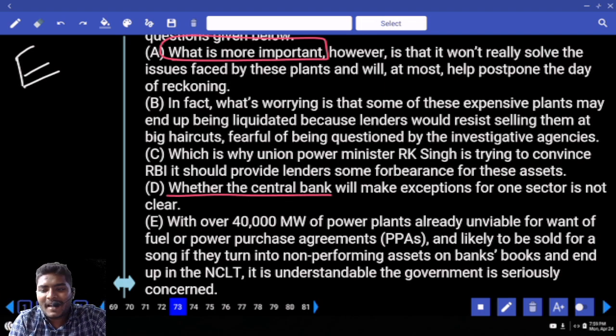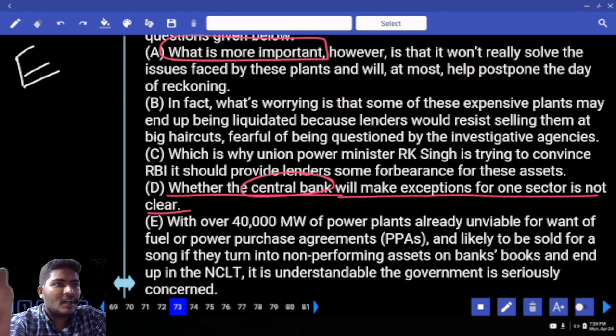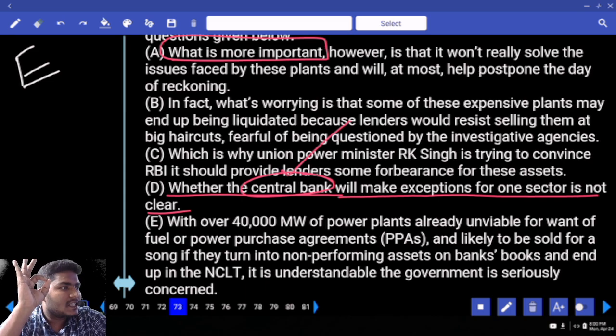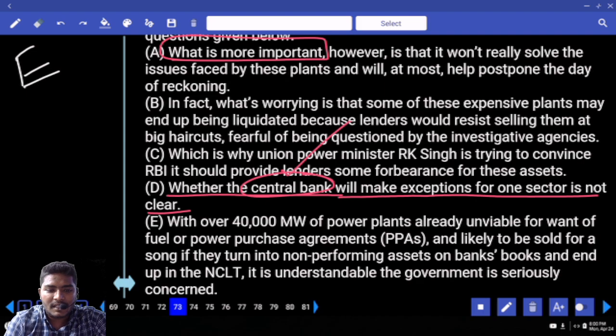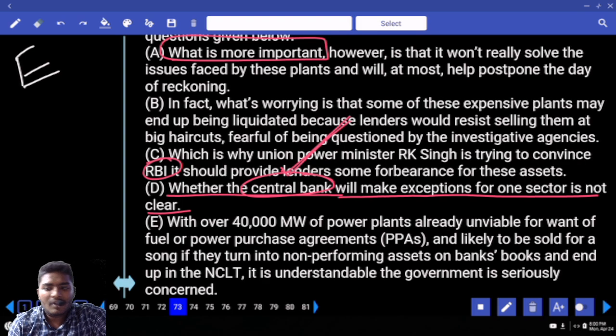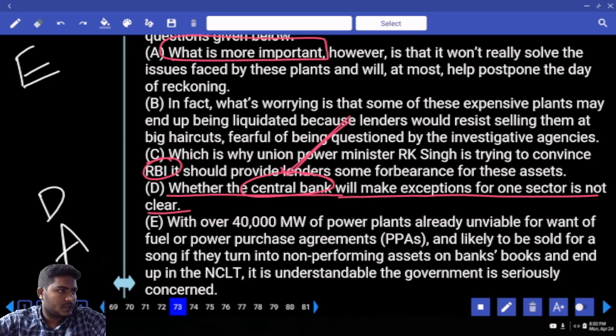Whether the central bank, which is the central bank of India, will make exceptions for one sector is not clear. Is it clear or doubtful? Doubtful. Who has to decide the things here? Central bank. Who is the central bank here? RBI is the central bank. RBI has to take some action. So whether the central bank will take this action or not, they are not aware. So remember, if at all you use A, what must be used before A? D must be used. Okay.